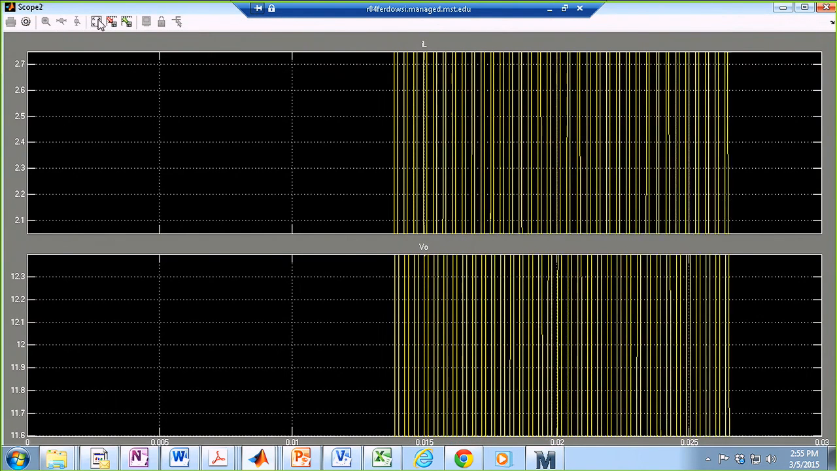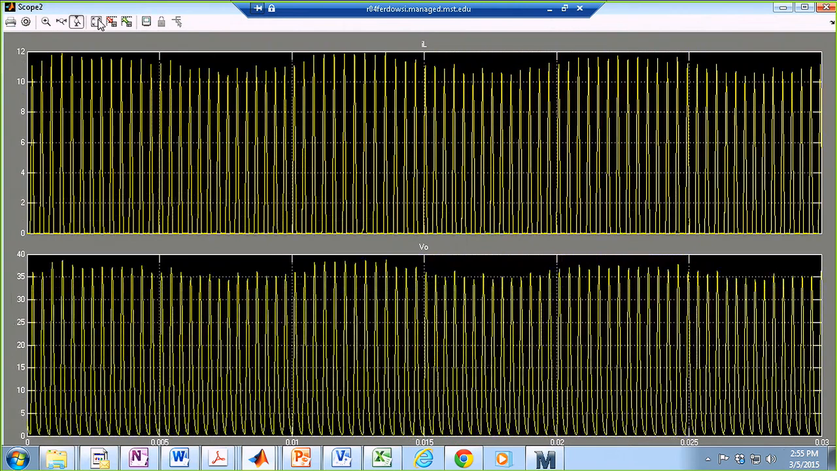Okay, you can see that the system has gone unstable. It's just all over the place. So let's look at our Bode plot and see if we were able to predict this behavior.